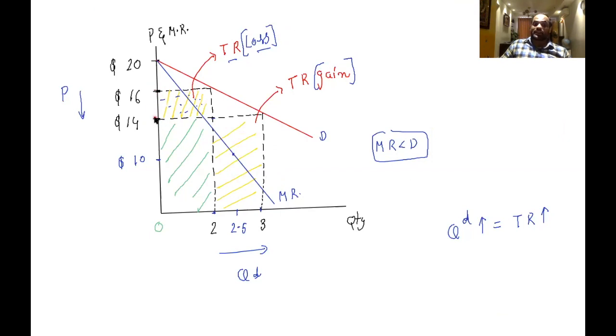But when you reduce the price, your quantity demanded will increase. Quantity demanded increases, so your total revenue also increases. So that's why increase means gain area, because quantity demanded increases. So this is the loss area, this is the gain area, and this point is the marginal revenue point. So that's why this area is considered as total revenue loss, total revenue gain.